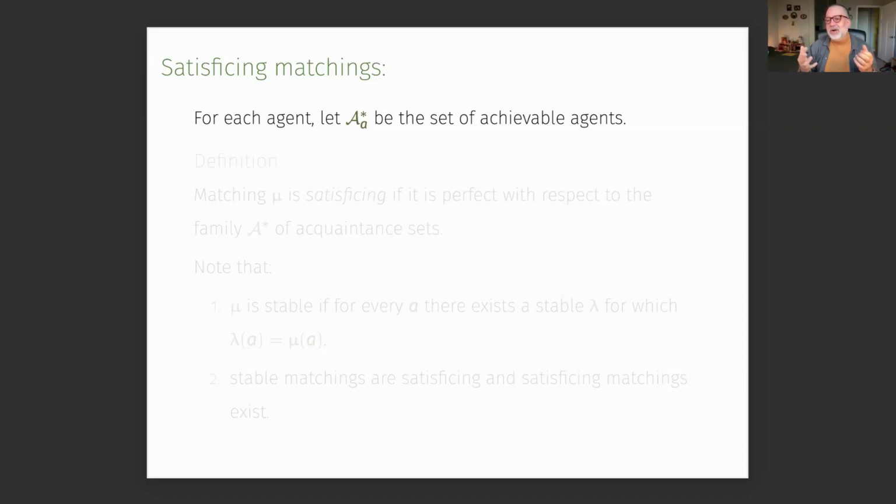Okay? So our definition of good enough for an agent is going to be the set of agents that are optimal under some possible resolution of the market.